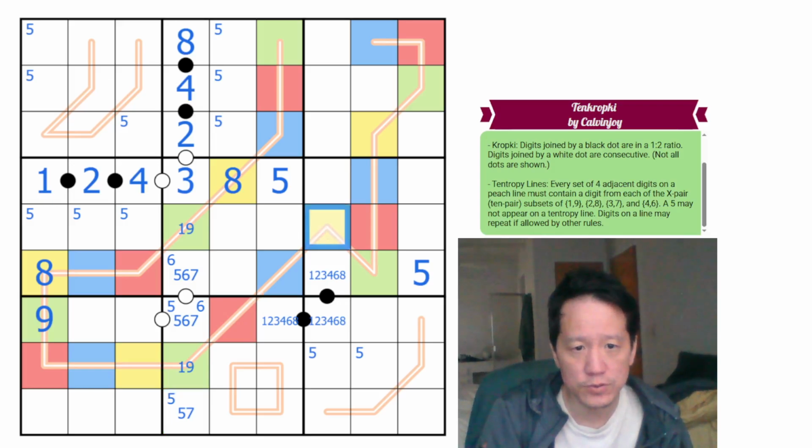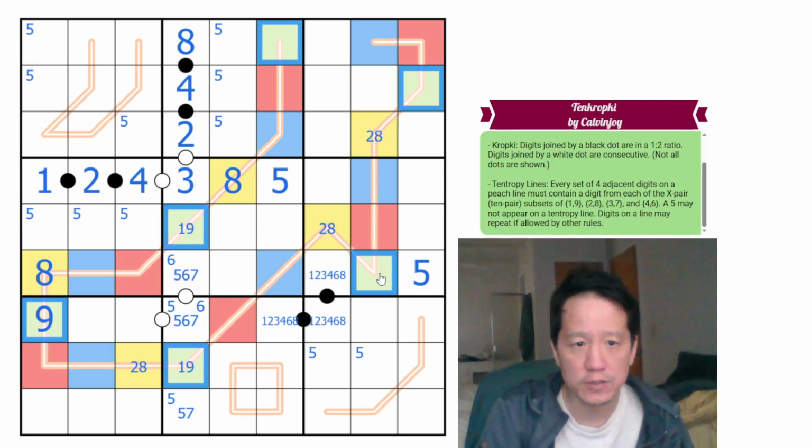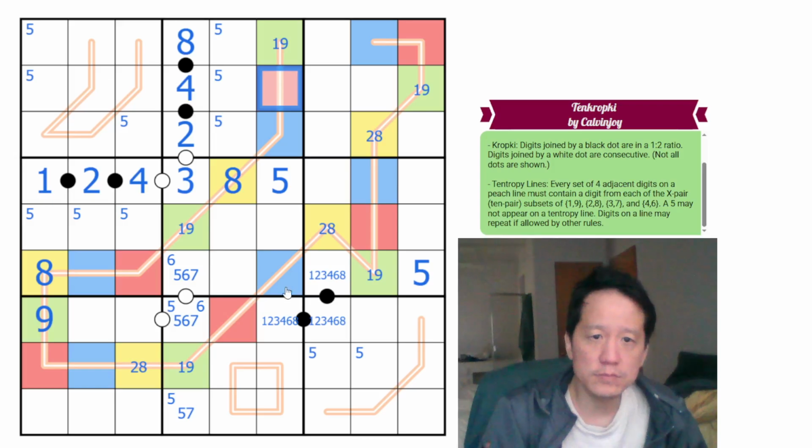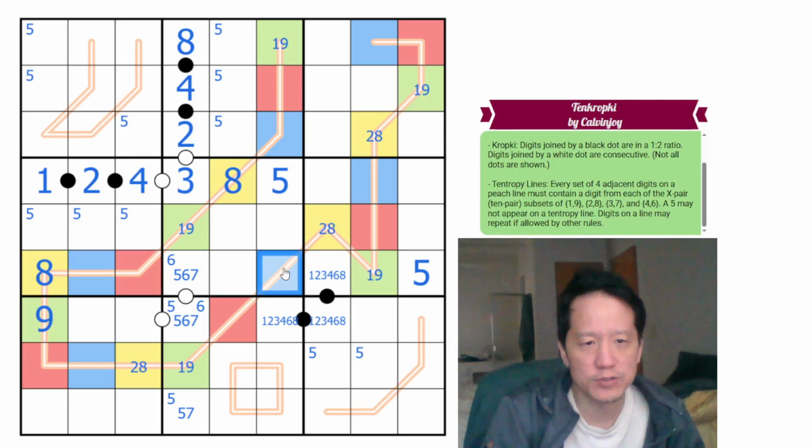This is a 2 or 8. So all the yellows are 2 and 8s. All the greens are 1 and 9. We don't know which one's the 4, 6 or which one's the 3, 7.